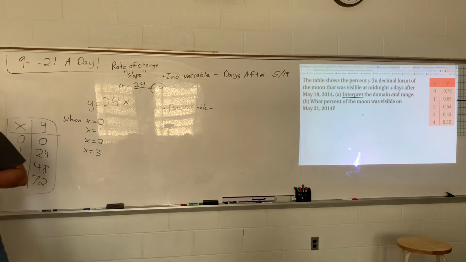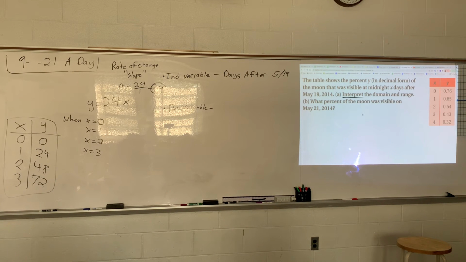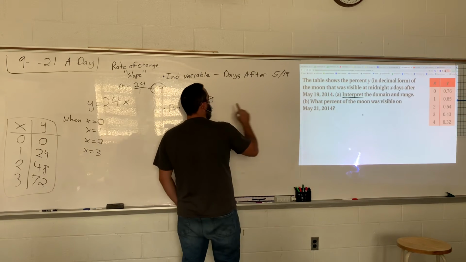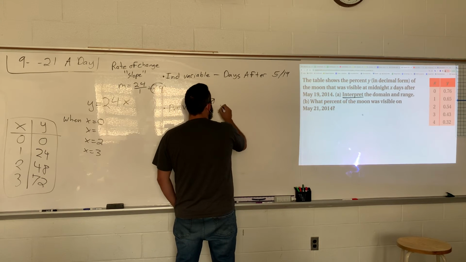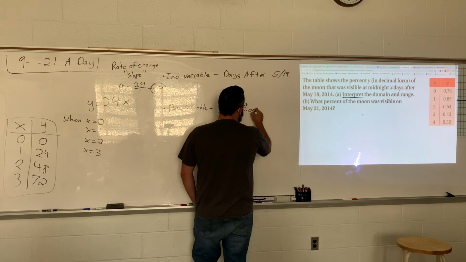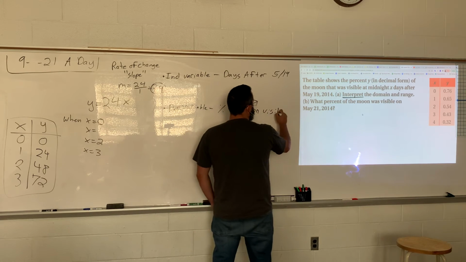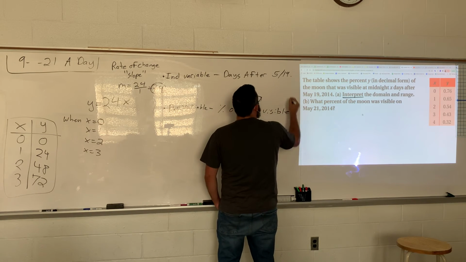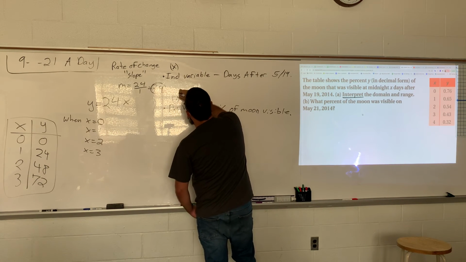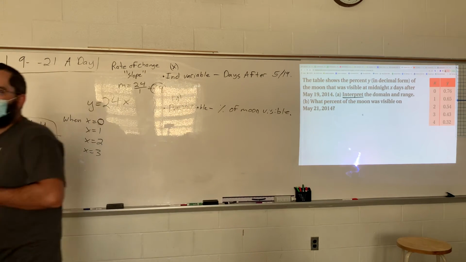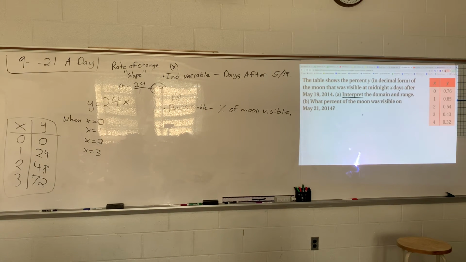Okay. So what is our dependent variable? Yeah. Gabrielle. Just percent of moon visible. Okay, this one is our X, and this one is our Y. You don't have to put X and Y necessarily, but I put them there just so we can see it.